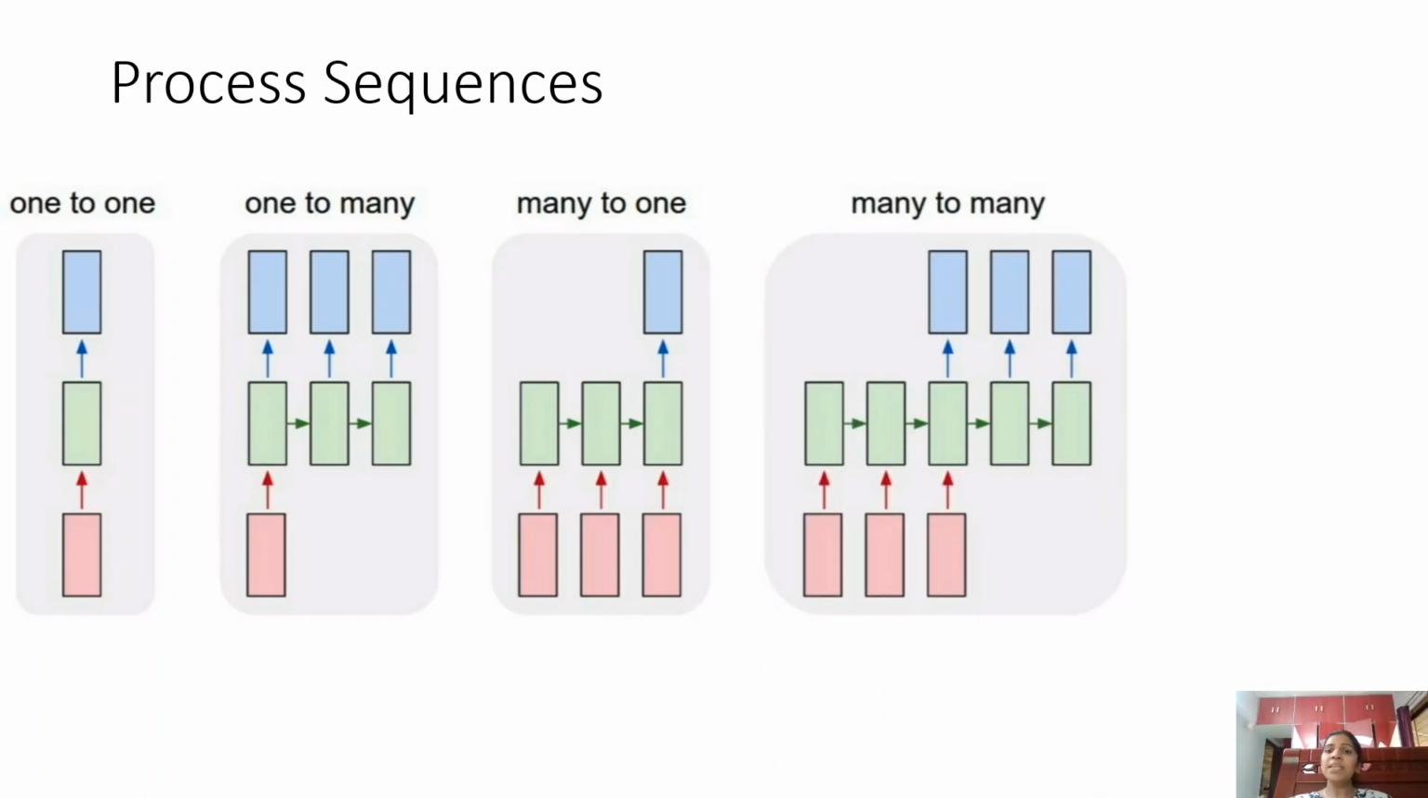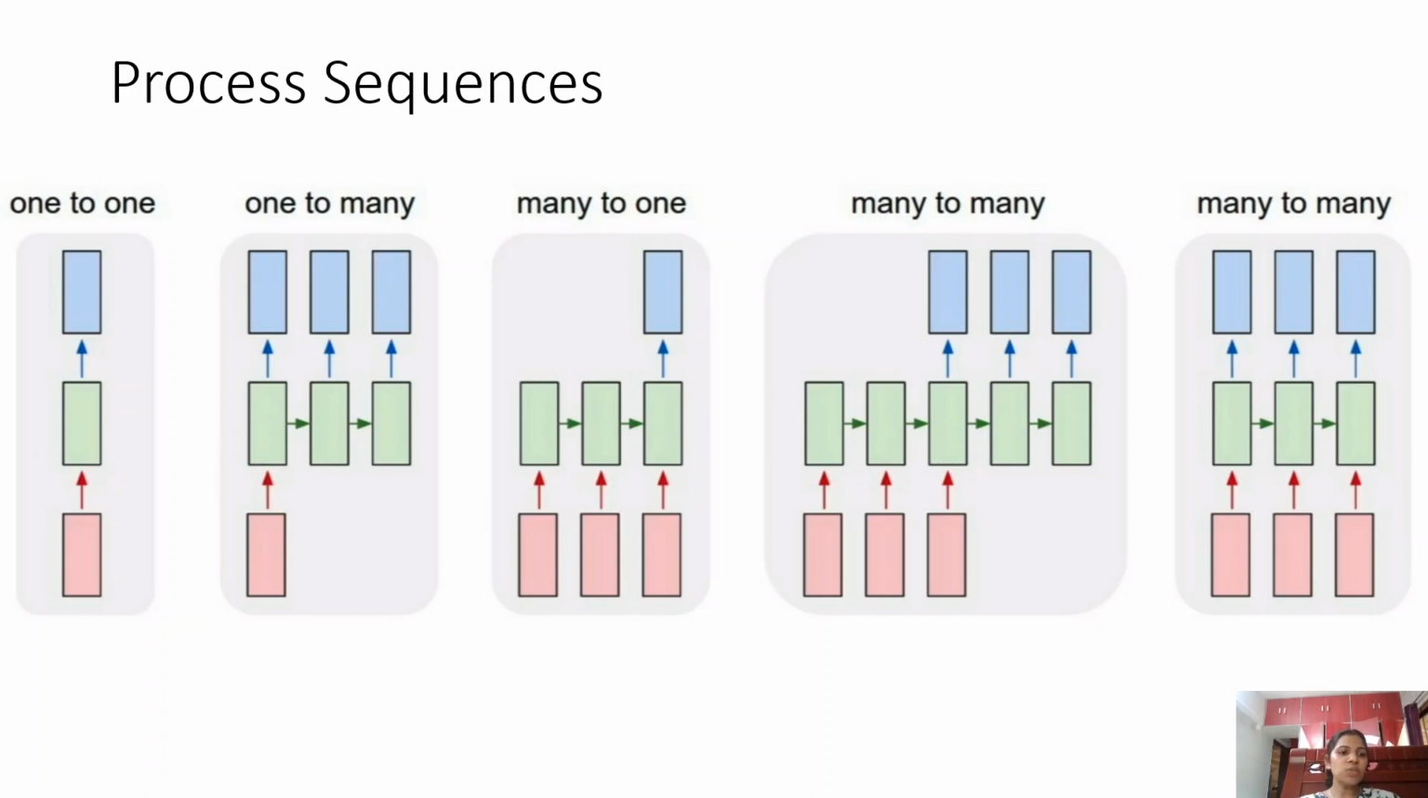Next is many to many. Here we can take machine translation, like Google Translate. One sentence is given in one language and the output is given in another language. So both are of variable length. This is the many to many sequence.